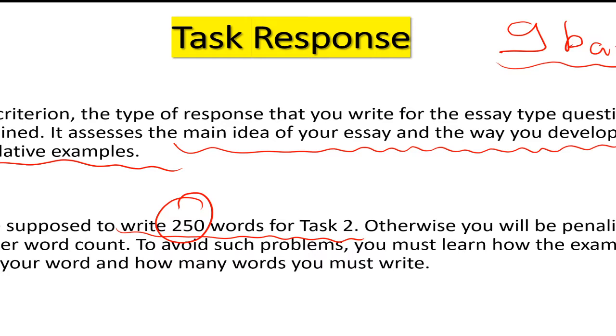टू अवॉइड सच प्रॉब्लम्स यू मस्ट लर्न हाउ द एग्जामिनर काउंट्स द वर्ड्स और हाउ मेनी वर्ड्स यू मस्ट राइट. किस तरीके से करना है वो मैं आपको बताता हूँ. तो आपने जितने भी वर्ड्स लिख रहे हैं, लेट्स टेक एन एग्जांपल. आप 10 वर्ड्स एक लाइन के अंदर लिख रहे हैं, या 15 वर्ड्स आप एक लाइन में लिख रहे हैं, या आप 5 वर्ड्स एक लाइन में लिख रहे हैं. सो यू नीड टू काउंट द टोटल नंबर ऑफ लाइंस एंड देन मल्टीप्लाई एंड देन चेक दैट हैव आई रिटन द 250 वर्ड्स, कि क्या मैंने 250 वर्ड्स कंप्लीट उसके अंदर लिखे या नहीं लिखे. सो दैट्स द नेसेसरी इंपॉर्टेंट थिंग यू नीड टू अंडरस्टैंड.